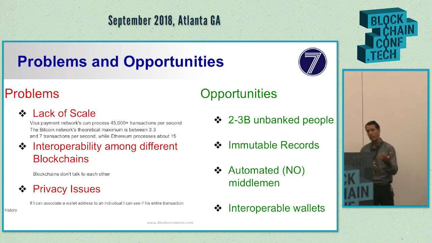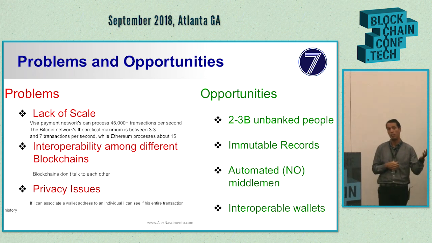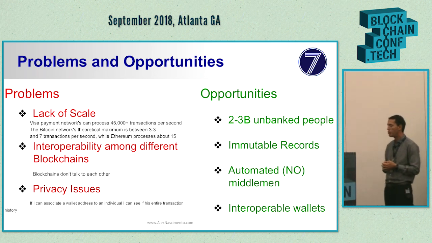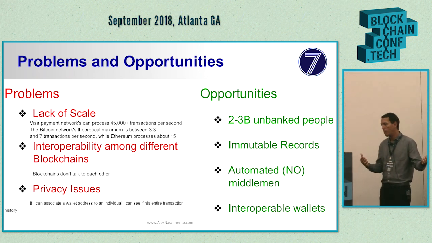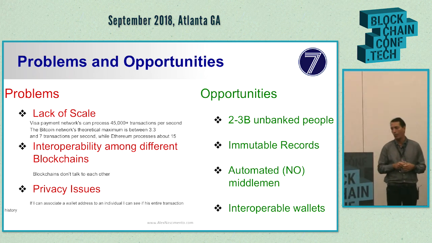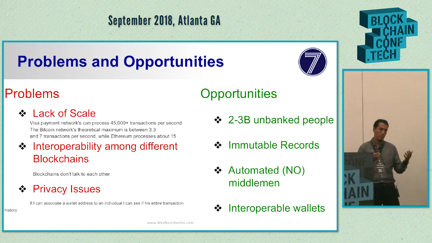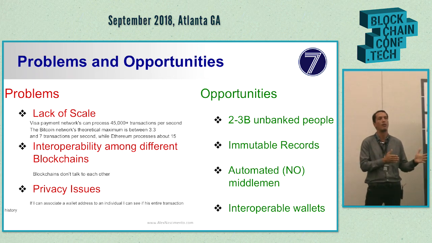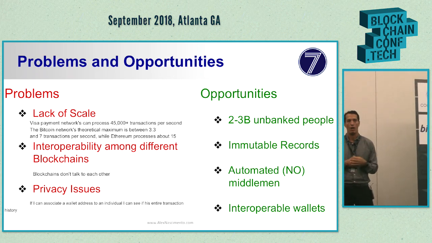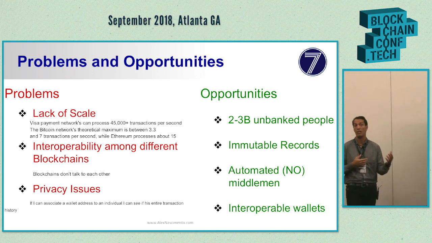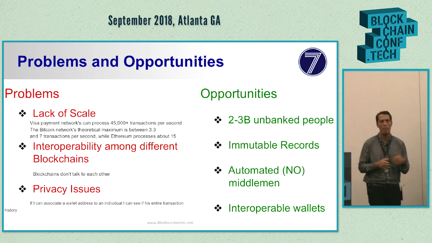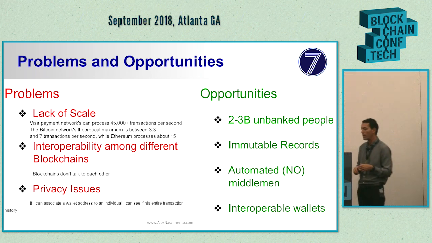But we got a lot of opportunities. We got about 2 to 3 billion people that are unbanked that could have access to the same kind of services you and I have because we bank with Bank of America or Chase. Records will be immutable. There will be no middleman. And there will be interoperable wallets, right? Wallets that I could do exchanges of the different tokens that I have, whatever they are, with you right here on the fly, just by sending you. Kind of like if I PayPal you or Venmo you some money.